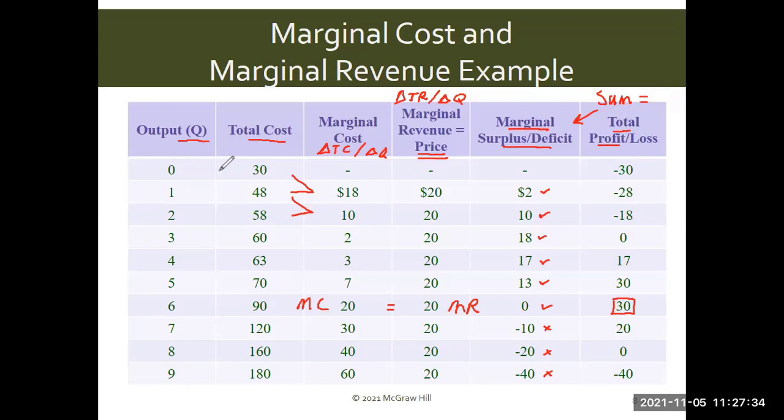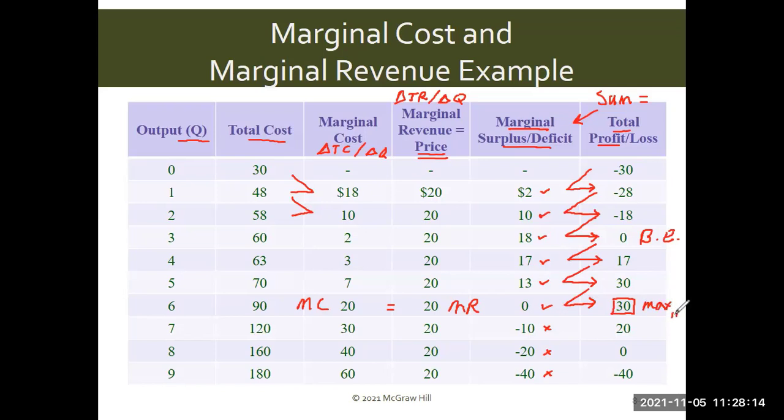So we start out at an output of 0, total cost of 30. We've got a loss of minus 30. That's from fixed costs. The next unit gives me plus 2. So now we've got a loss of only 28. The next unit gives me plus 10. So now we've got a loss of only 18. The next unit gives me plus 18. So now we've got a loss of 0. That's a break-even quantity. We're breaking even right there. Now, but we keep going. So the next unit gives us a plus 17. The next unit gives plus 13. So now we're at plus 30. The next unit gives 0. And that's our maximum profit right here.